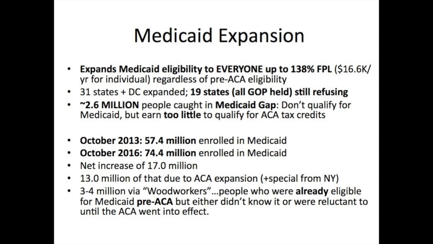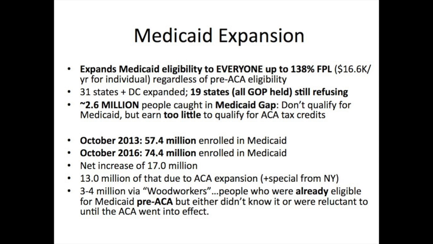Under the ACA, the idea was to expand Medicaid eligibility to everyone who earned up to 138% of the federal poverty line, or about $17,000 per year, regardless of their status. The federal government would pay 100% of the cost for these additional enrollees for the first 3 years, and at least 90% of the cost after that. However, in 2012, the Supreme Court ruled that it was up to each individual state to decide whether to agree to this program. So far, 31 states plus DC have done so.